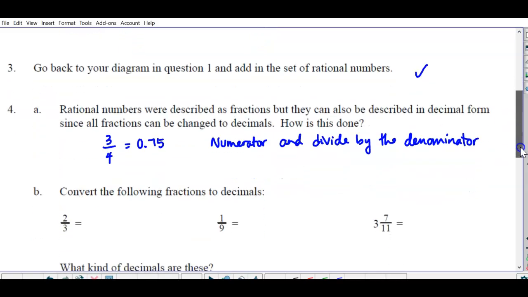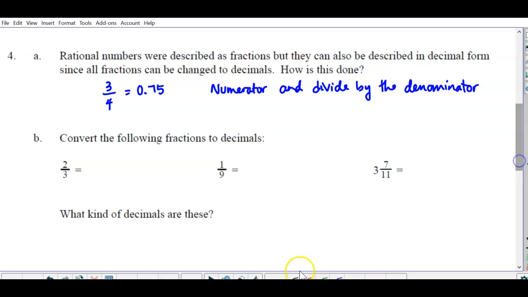Convert the following fractions to decimals. So hopefully you know some of them. 2/3. Remember, 1/3 is 0.3 repeating, so 2/3 is double that, 0.6 repeating. 1/9. Anything with a denominator of 9 is basically going to be a multiple of 1 repeating. So if this is just a 1 here, it's going to be 0.1 repeating. If it was 2/9, it would be 0.2 repeating, etc.